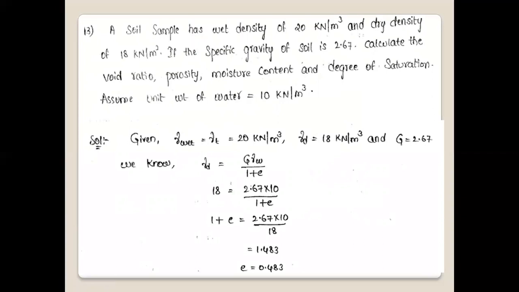Next problem. A soil sample has a wet density of 20 kilonewton per cubic meter and a dry density of 18 kilonewton per cubic meter. If the specific gravity of the soil is 2.67, calculate the void ratio, porosity, moisture content, and degree of saturation. Assume the unit weight of water equal to 10 kilonewton per cubic meter.